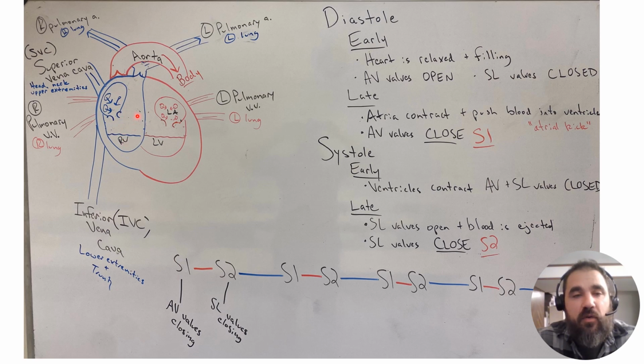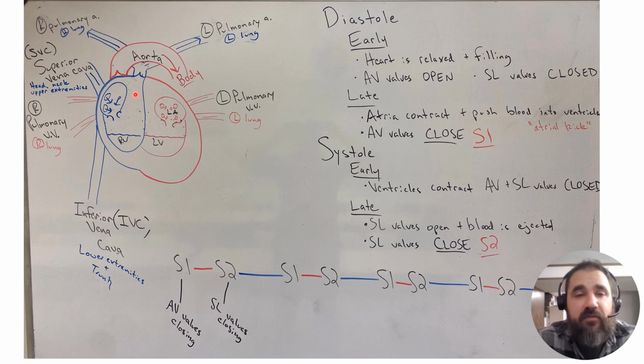We have to know our valves. Tricuspid valve between the right atrium and right ventricle, mitral valve between the left atrium and left ventricle. Those together are atrioventricular valves, or our AV valves. Now, these two valves up here are semilunar valves. The valve between your left ventricle and the aorta is the aortic valve. The valve between the right ventricle and the pulmonary trunk is the pulmonic valve. Together those are called the semilunar valves, or SL valves.